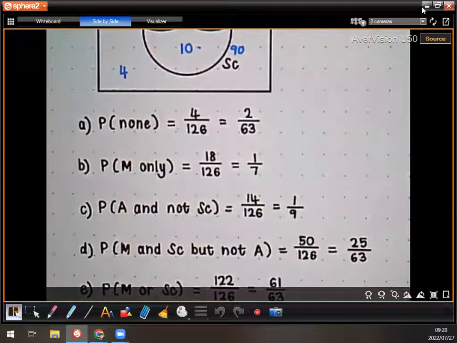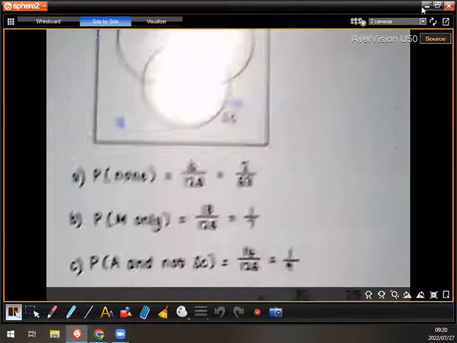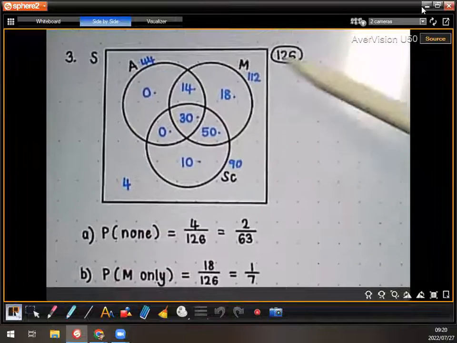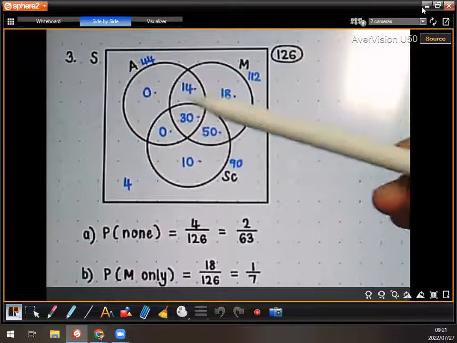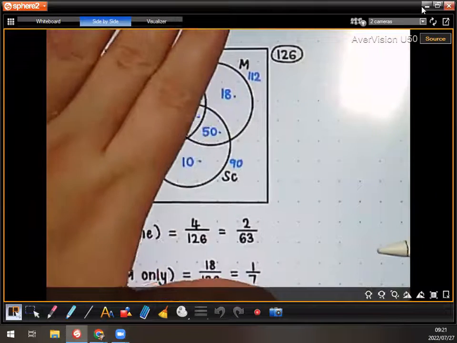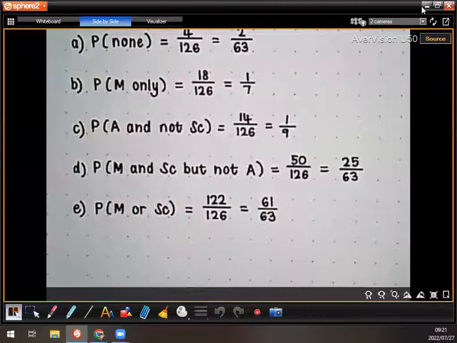Next one, maths and science, but not add maths. So let's just look at that quickly. Maths and science is this section, but not add maths. So that's 50. Next. 50 over 126.